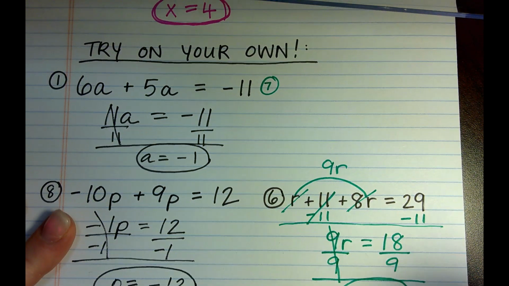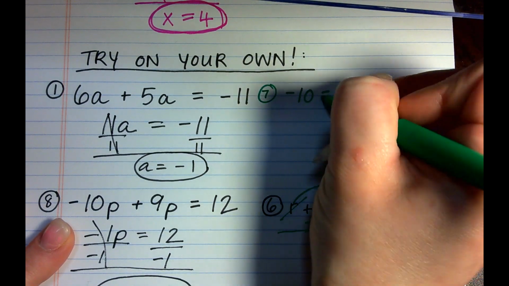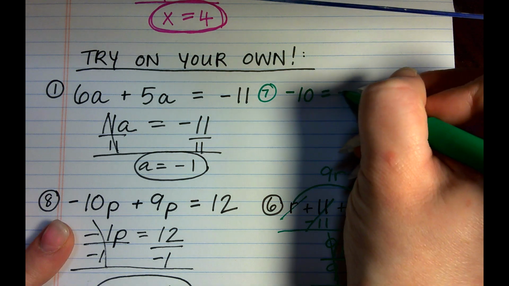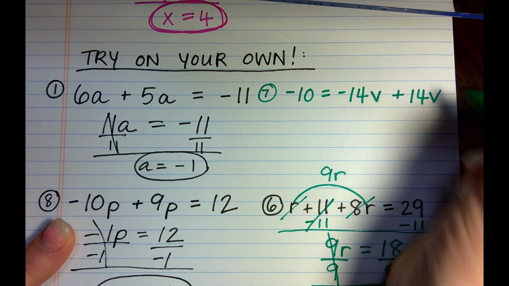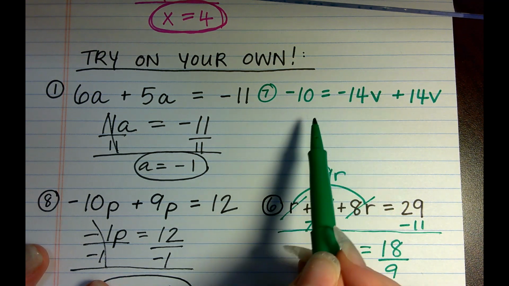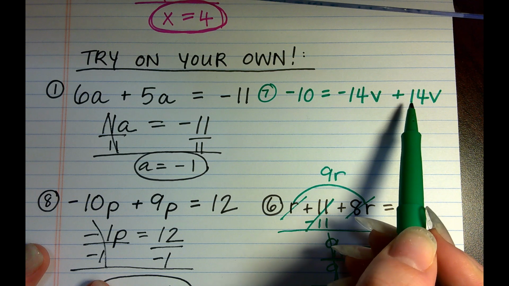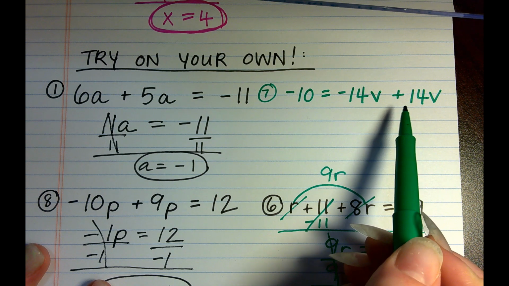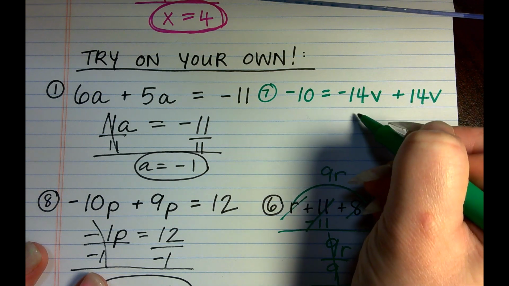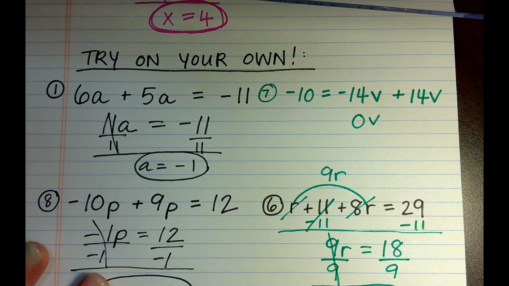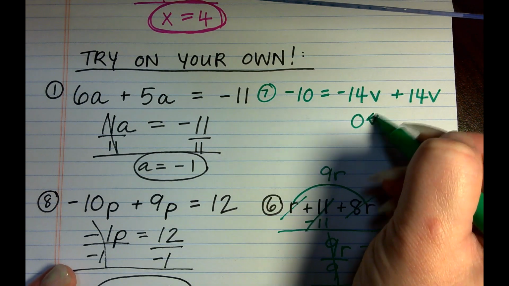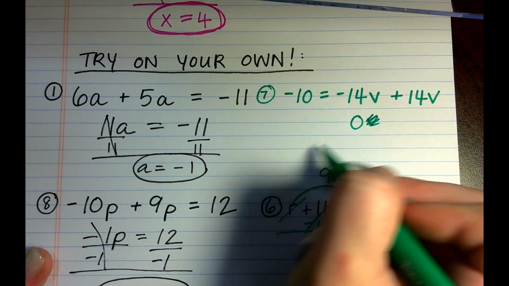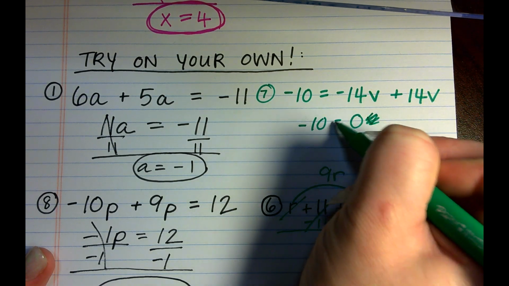We had negative 10 equals negative 14v plus 14v. So let's see. Negative 14 plus 14 is what? 0. So I could write 0v, but would there be any point to that? No, because what this means is that there are no v's. So we don't need to write it. It's just 0. And then we'll bring everything down. So I have negative 10 equals 0.